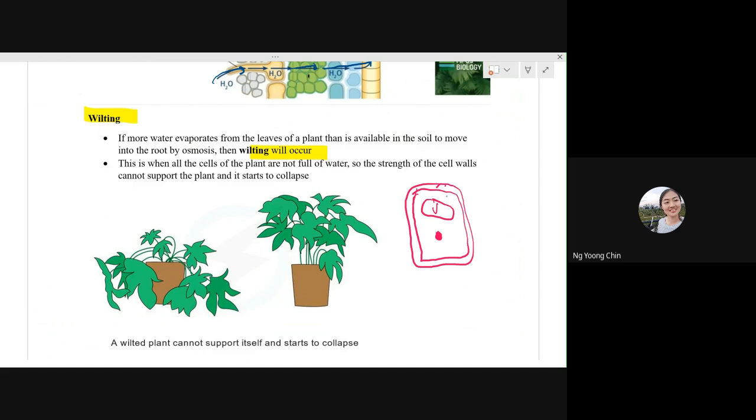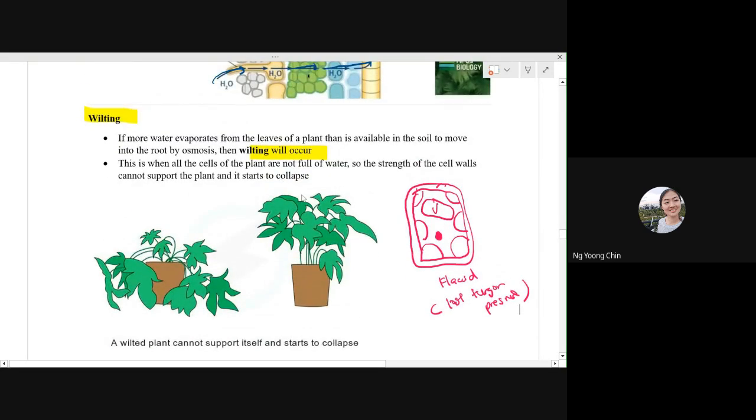So what will happen is the cell membrane will pull away from the cell wall like this. See, so this is called a flaccid plant cell. FLACCID. This is called a flaccid plant cell because they don't have water inside the vacuole. So they will be losing their turgor pressure. So this is how the plant is able to collapse.